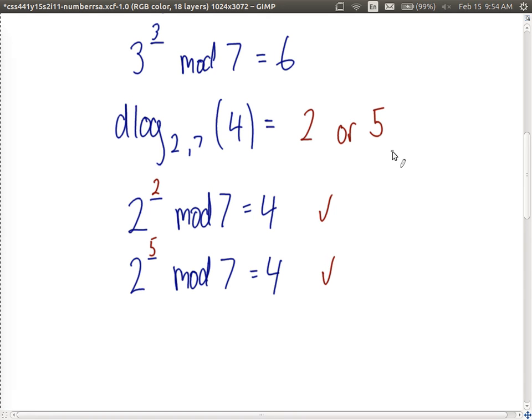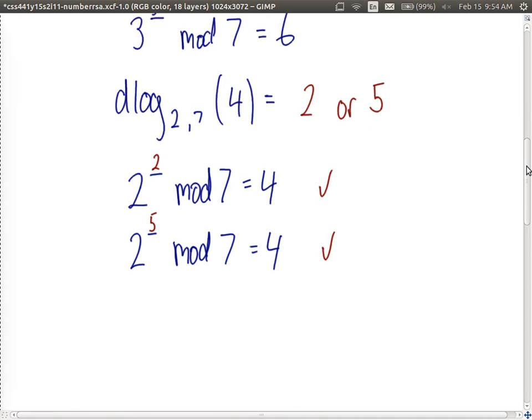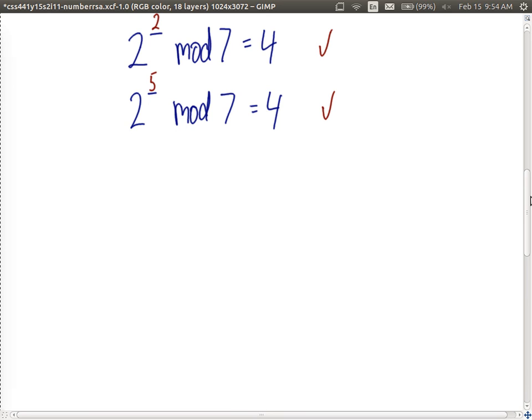The last thing, when do we have a unique answer? Under what cases do we get a unique answer? Well, let's consider in our mod 7, and let's consider the possible answers. Let's continue with mod 7. Some integer raised to the power of some exponent i, mod 7, let's look at the answers.